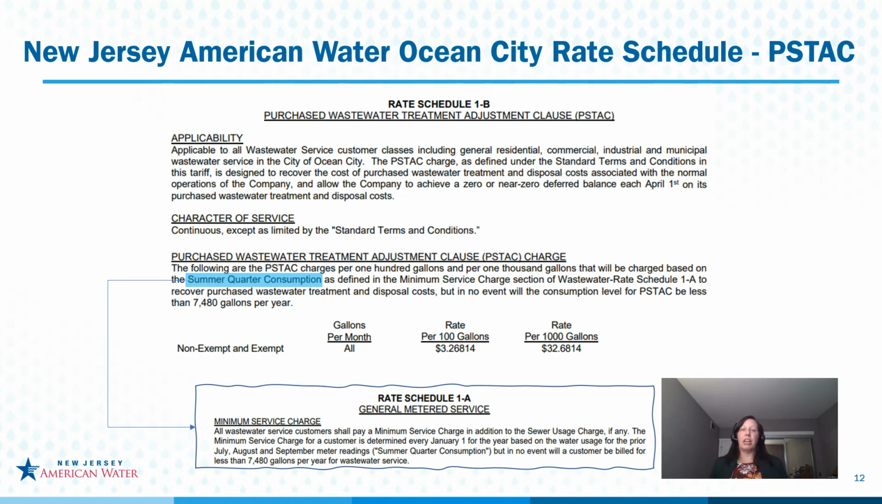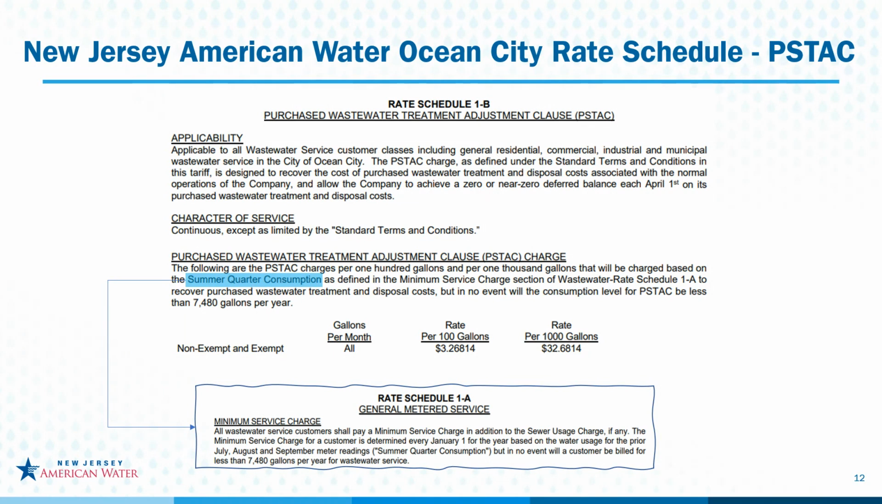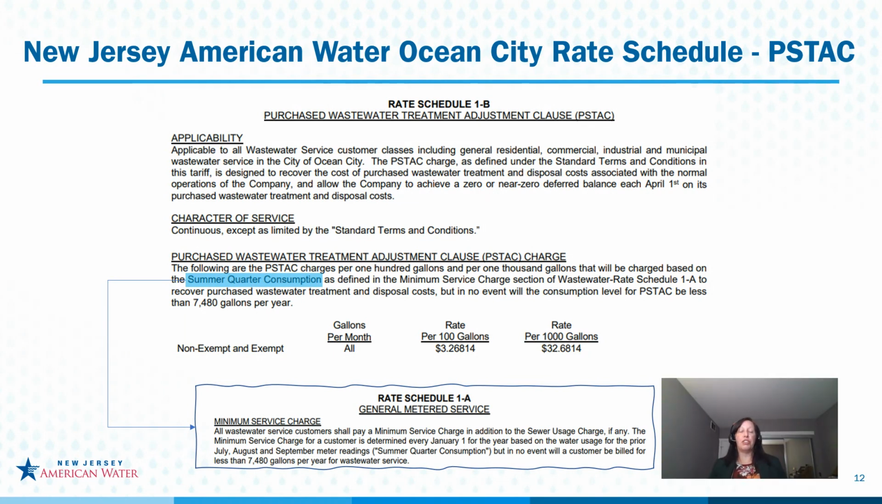So this methodology of using the summer quarter consumption aligns our billing with how the CMCMUA is allocating the majority of its treatment charges to us. So 86% of the CMCMUA bill represents fixed charges, and the Ocean City system is allocated the fixed charges based on the summer flow. The remaining 14% of CMCMUA's bill represents their variable costs and is allocated on total flow. So let's discuss the rate charged for the treatment system.